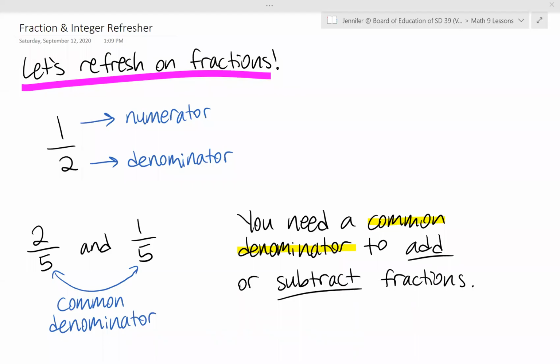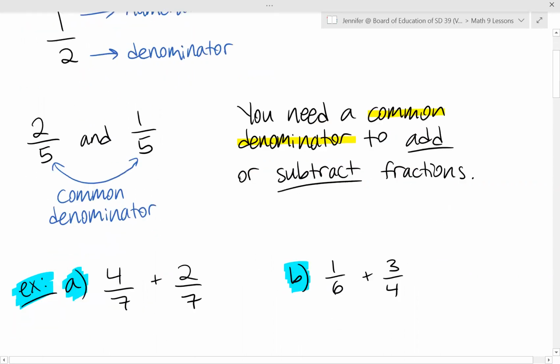This is a fraction integer refresher to start off our Math 9 course. So a reminder that numerator is the number on the top of a fraction and denominator is the number on the bottom. We have a common denominator when the two numbers on the bottom are the same. And you need a common denominator whenever you're adding or subtracting fractions.